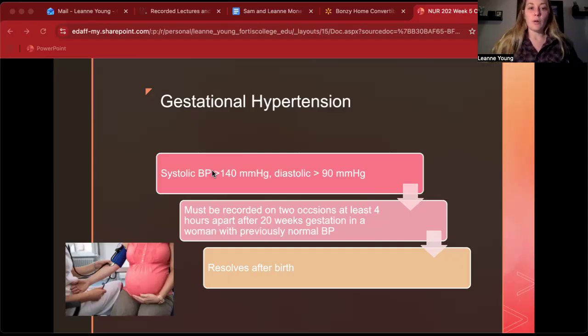Okay. So know your normals and know your parameters for gestational hypertension, which would be a systolic blood pressure over 140 and a diastolic over 90. We have to have 2 separate occasions with these high readings for it to be diagnosed, and it's typically diagnosed after 20 weeks of gestation.